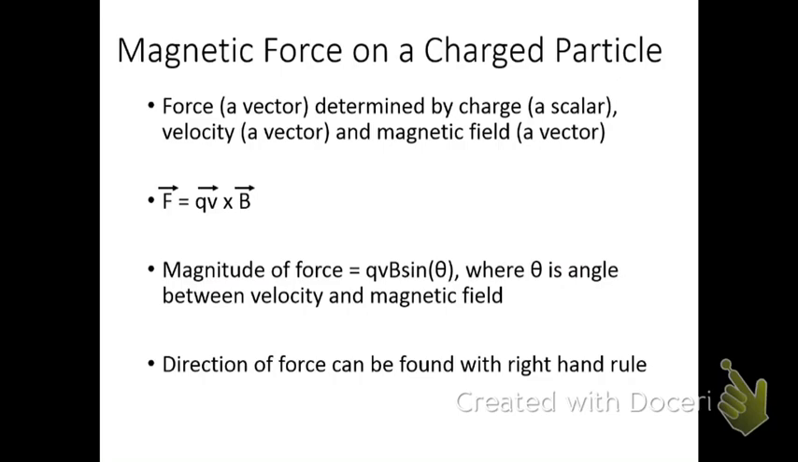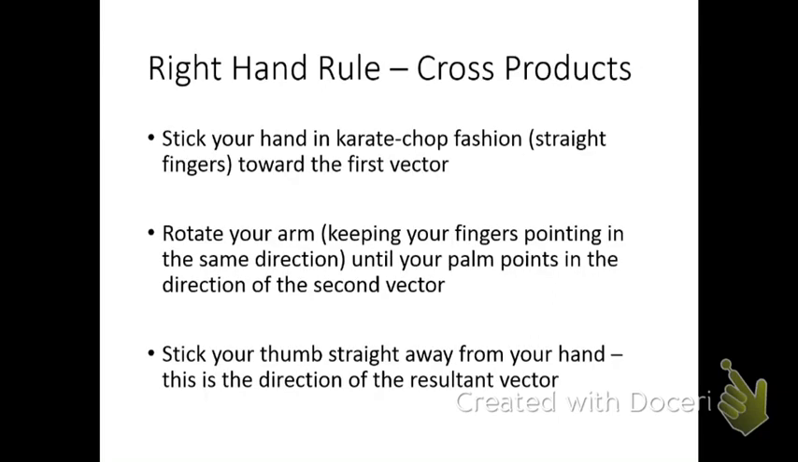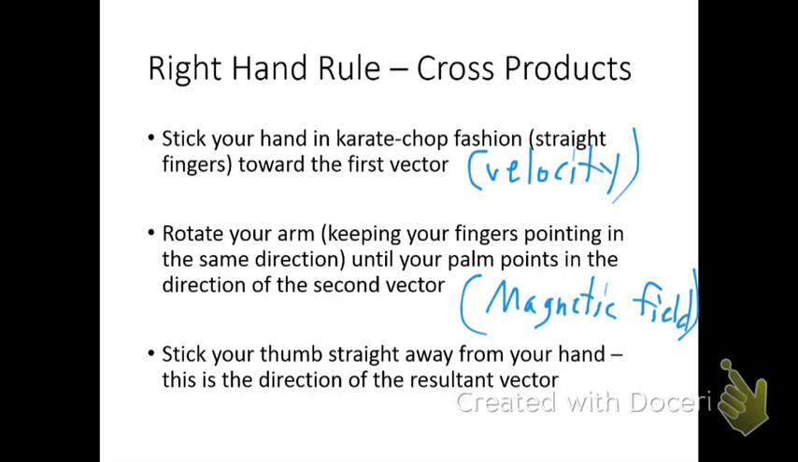That's your raw value. Every vector also has a direction. You can find the direction with the right-hand rule. So for cross products, basically take your right hand, palm open, stick your fingers straight toward the first vector. In this case, it'll be the velocity of the particle. Next, you'll rotate your arm until your palm is pointing in the direction of the second vector. The second vector in this case would be the magnetic field. And finally, your thumb will be the resultant vector. In this case, the resultant vector is the force.